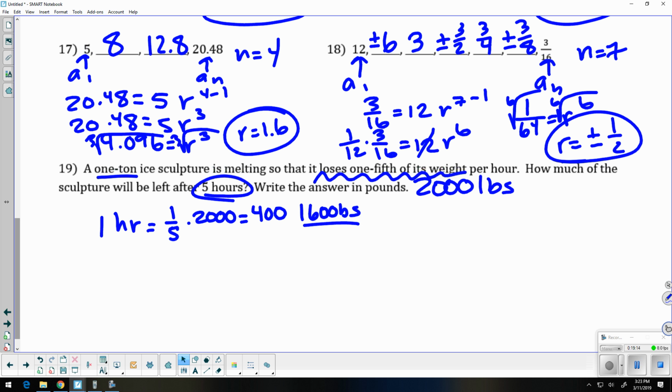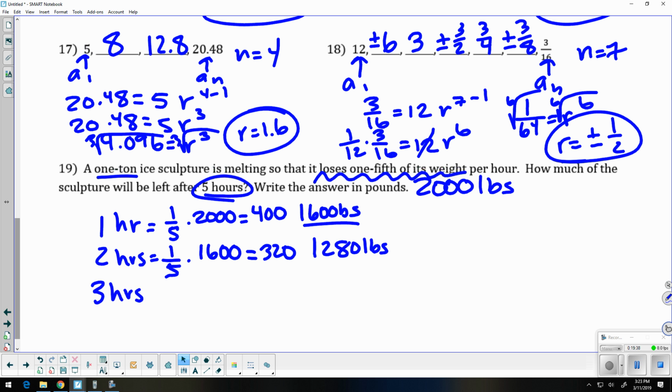Okay, now second hour goes by, so now 2 hours. Now I have to figure out what's 1/5 of what's remaining, which is 1,600 pounds. So if I do that, it should come out to be 320. So now I have to subtract 320 from the 1,600 pounds. If I do that subtraction, it should be 1,280 pounds.